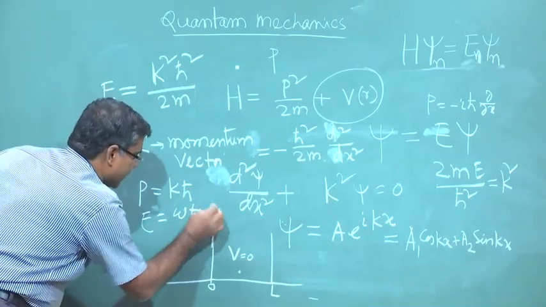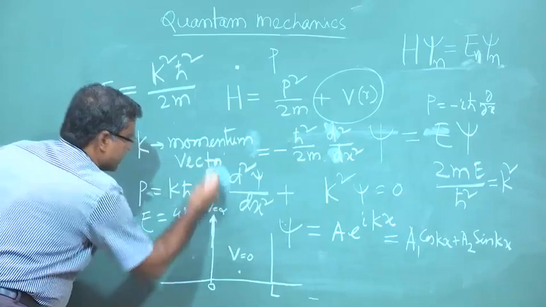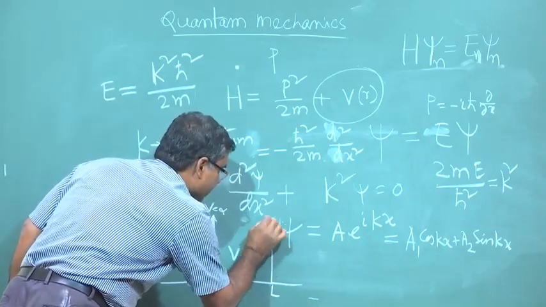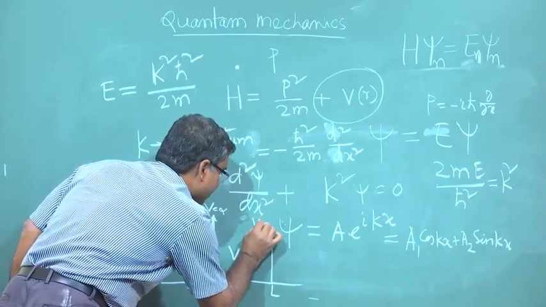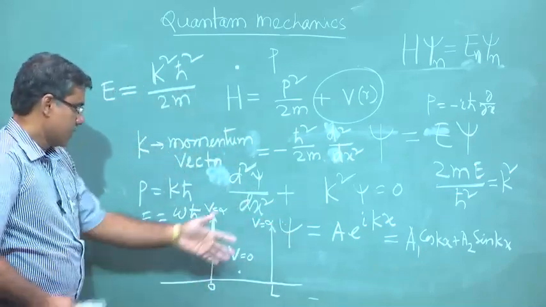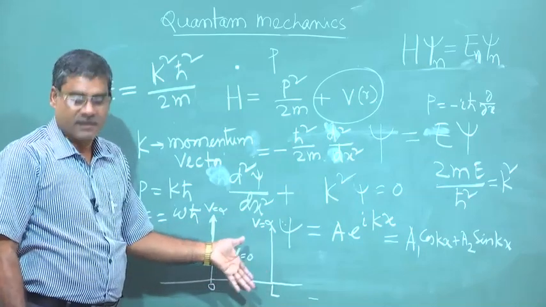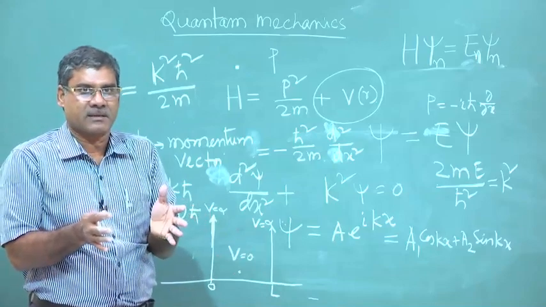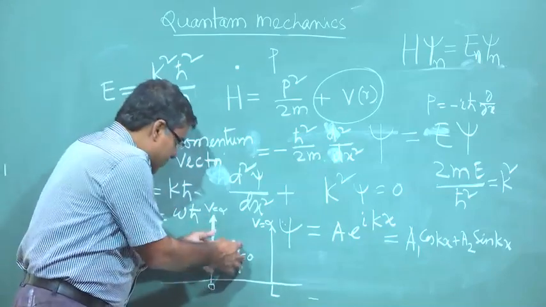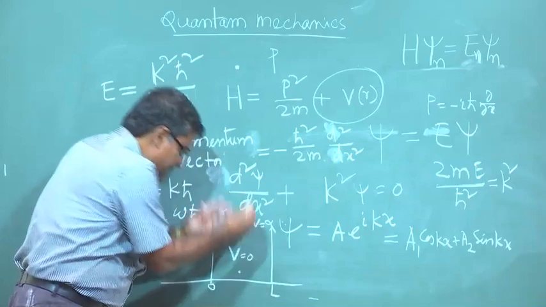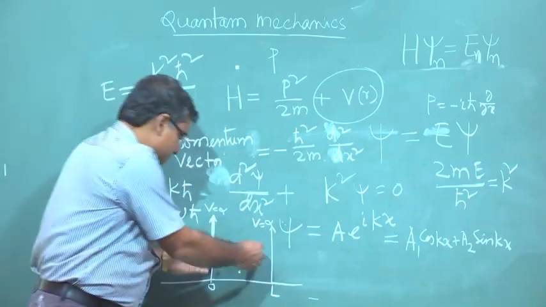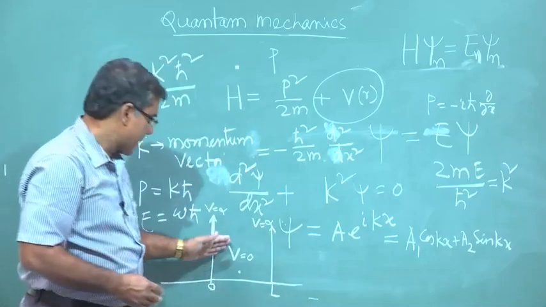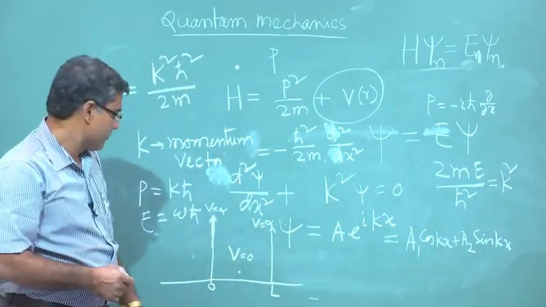So we say V equals infinity here, and here V equals infinity, here also V equals infinity. This is the way one has to model this problem. The particle is free within this box, but at the surface of the box its potential is very high, and it cannot go beyond this.